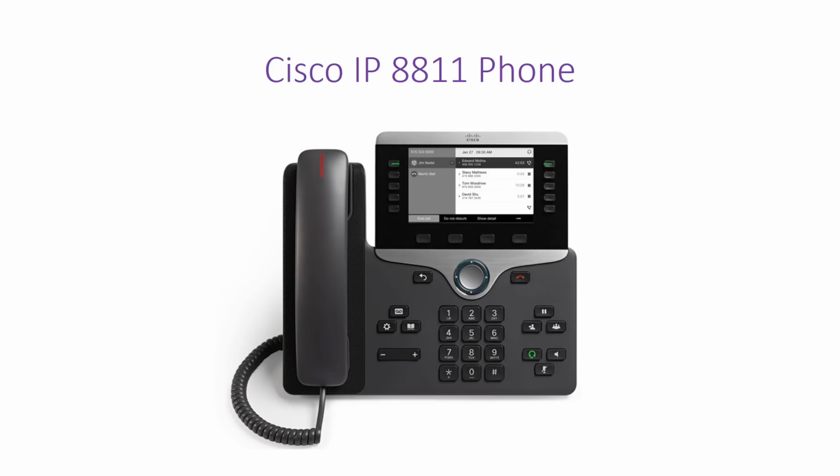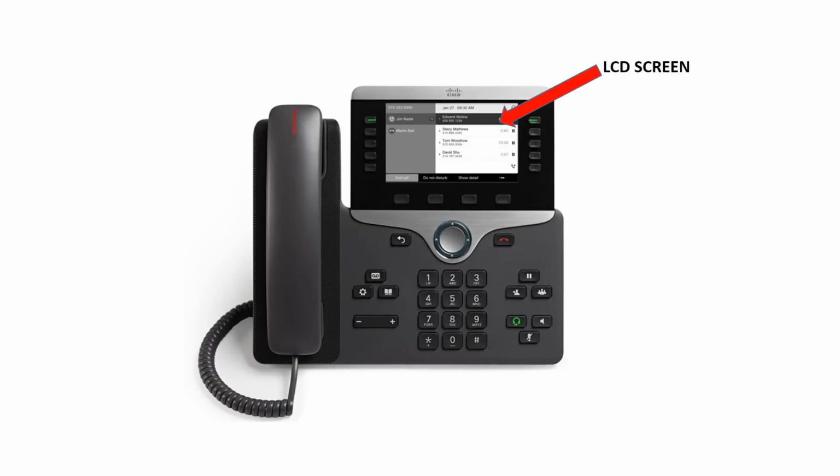The purpose of this training module is to introduce you to the Cisco IP 8811 phone to be used by MCAP employees. In the first segment of this presentation, we will take a closer look at each of the physical features that make up the Cisco phone. Each phone is equipped with an LCD screen for display. You may have a screen which comes in color. However, the majority of the phones used by MCAP employees will have a gray display.